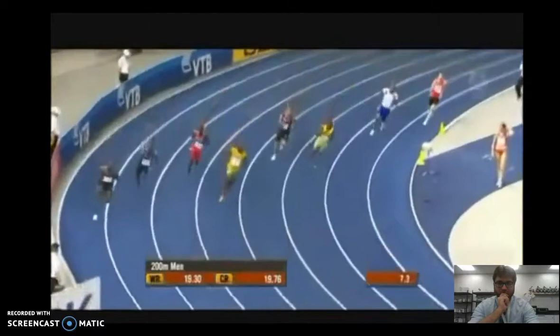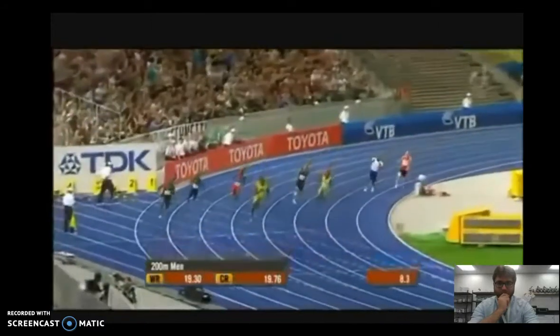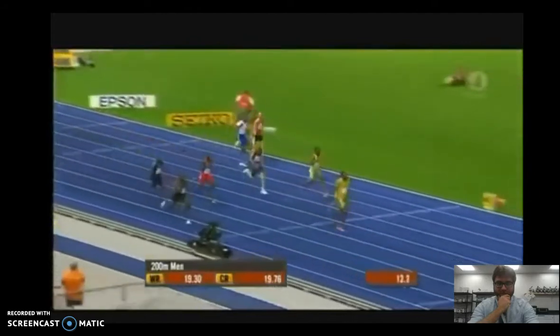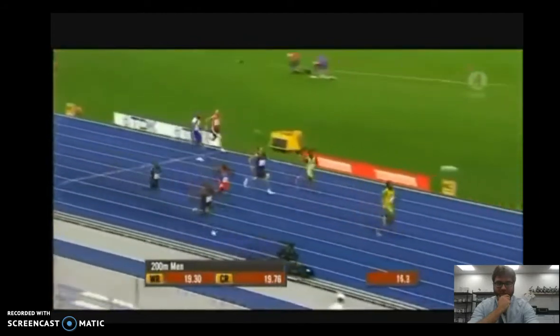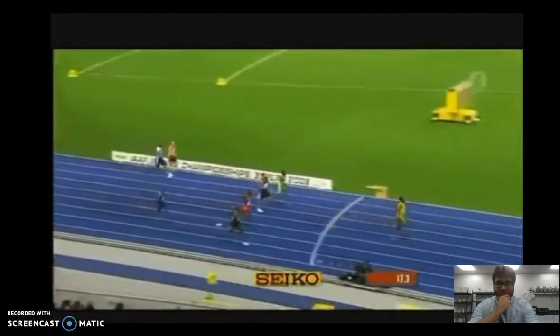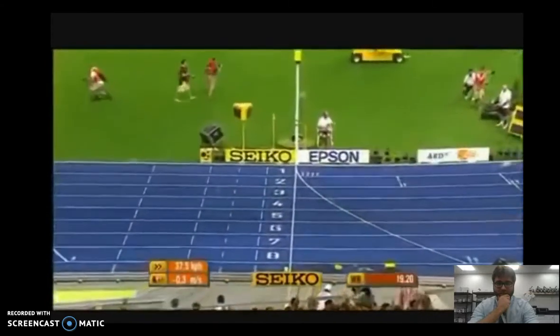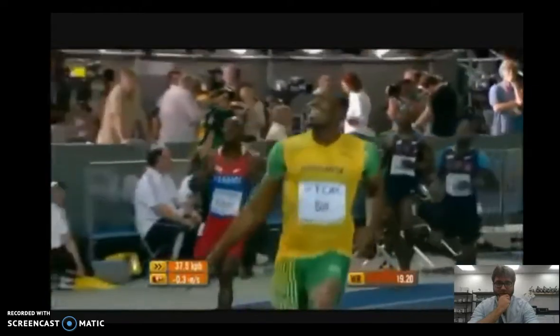The 200-meter dash is a sprint that requires tremendous amounts of athleticism. In 2009, here in Berlin, Usain Bolt broke the world record for the 200 meter with a time of 19.19 seconds. How fast was he going?